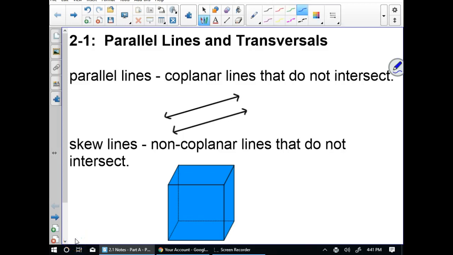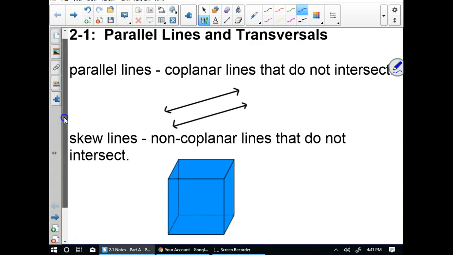Section 2.1, we're going to talk about parallel lines and transversals. You guys should be familiar with parallel lines. Parallel lines are coplanar lines that do not intersect. Coplanar means they lie in the same plane, which is a flat surface that stretches out in all directions, and they never intersect. Here's an example of some coplanar lines.